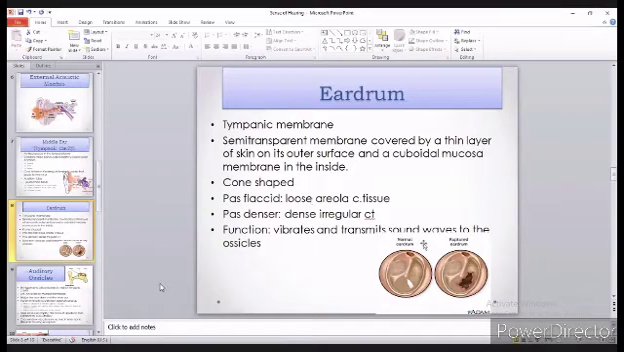So the eardrum, if you look at it with an otoscope, those of you that have seen, you see that it's shaped something like this. It's semi-transparent. You see some pink and redness. It's because of the epithelium.